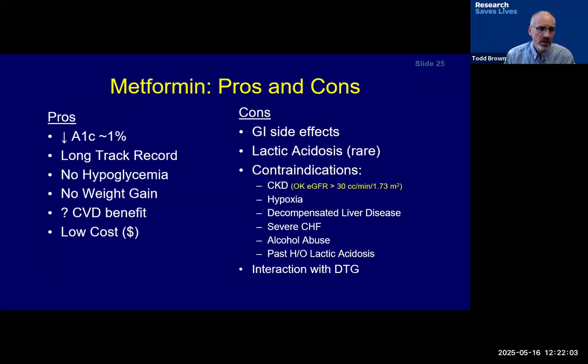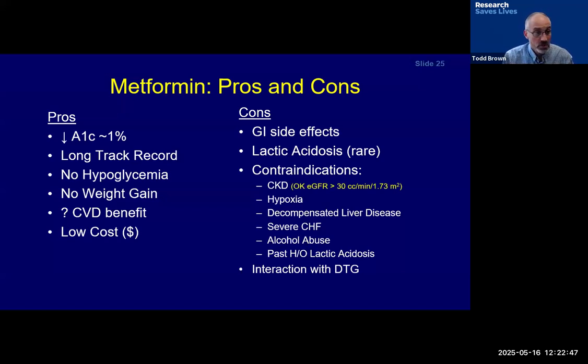The cons that we all know: the GI side effects, treatment limiting in 10% of the cases. All of the contraindications are related to people at risk of this very rare complication of lactic acidosis: the people who have low GFR, hypoxemia, decompensated liver disease, severe CHF, alcohol abuse, past lactic acidosis. In the last 5, 6, 7 years, the contraindication threshold has changed. So we use metformin now down to a GFR of 30, what used to be 60. So it does allow a larger pool of people to use the drug.